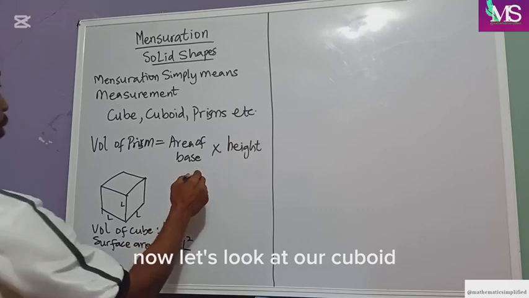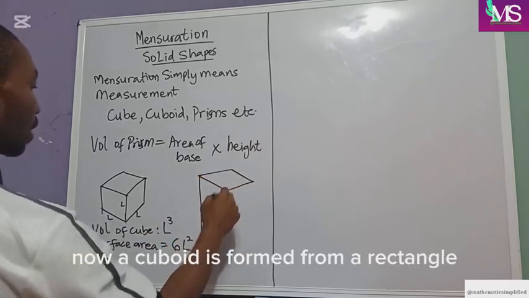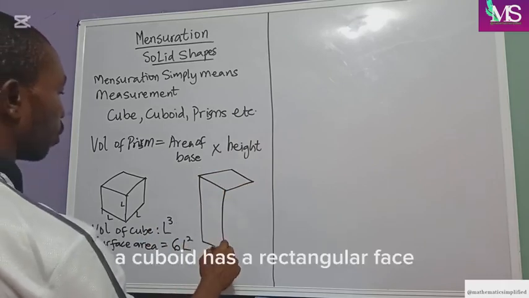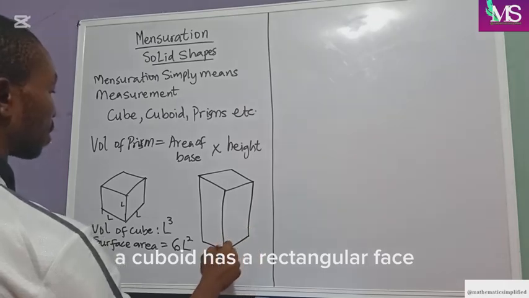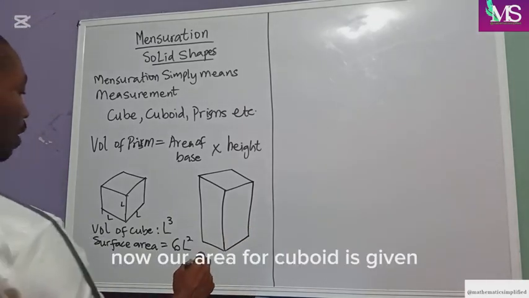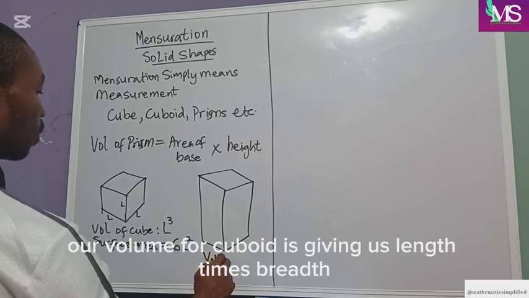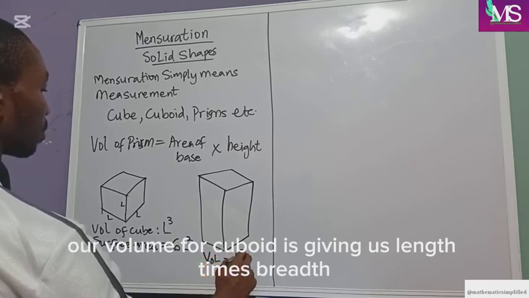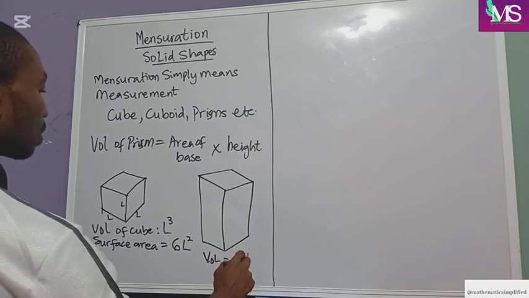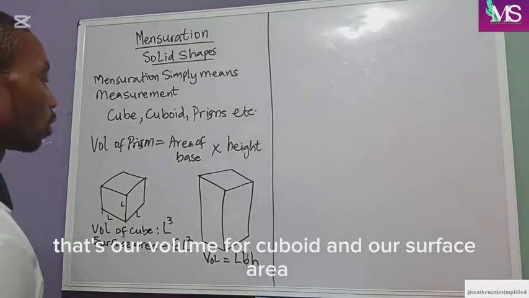Now let's look at a cuboid. A cuboid is formed from a rectangle. A cuboid has a rectangular face. Okay, now this is a cuboid. Our volume for a cuboid is length times breadth times height. Okay, that's our volume for a cuboid.